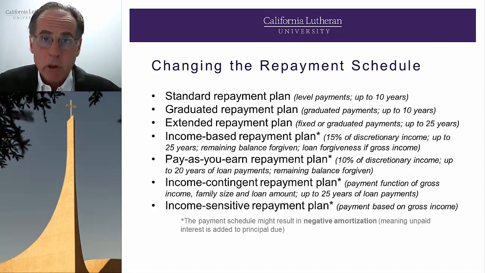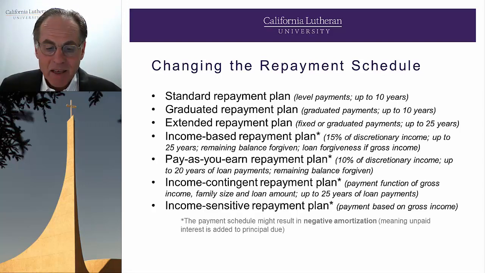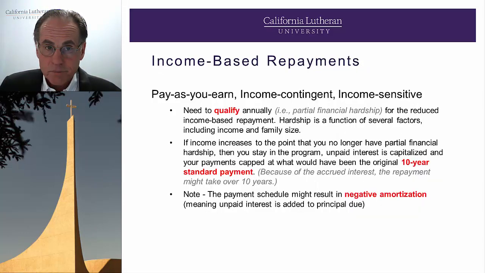That's called capitalized. For example, let's say that the client's monthly interest expense is $200, but the payment cap is set at $80 based on gross or discretionary income. That $120 of deferred interest will be added onto the principal due. This could result in a larger loan balance at the end of the income-based repayment period than originally borrowed, and that's called negative amortization.